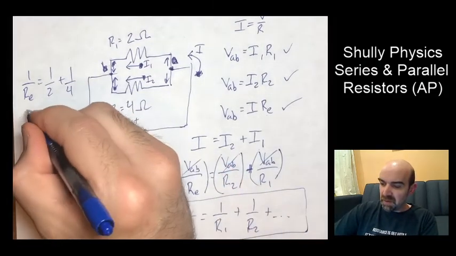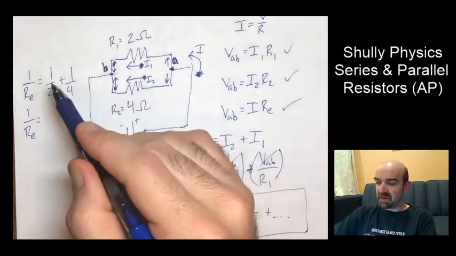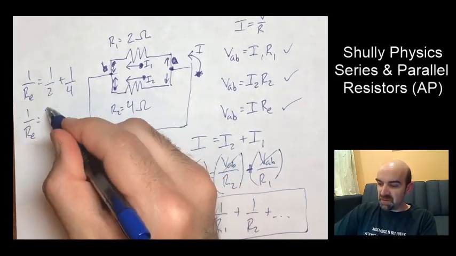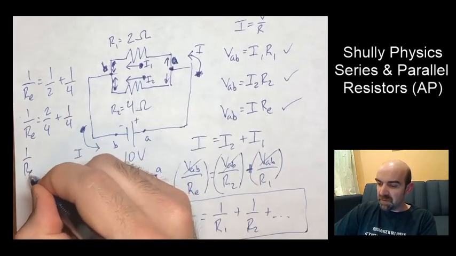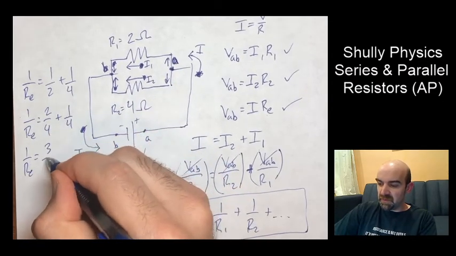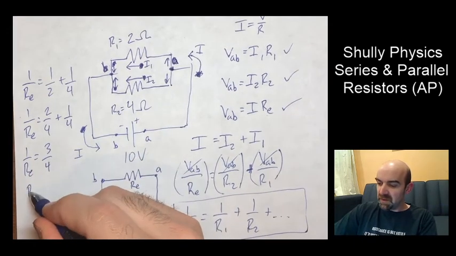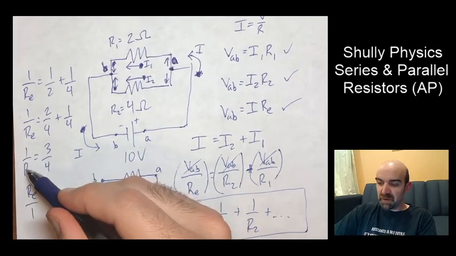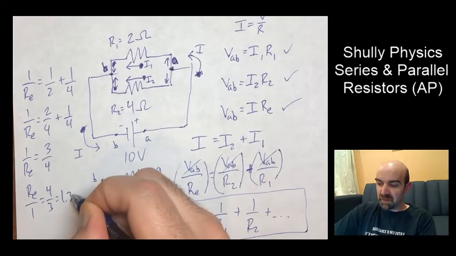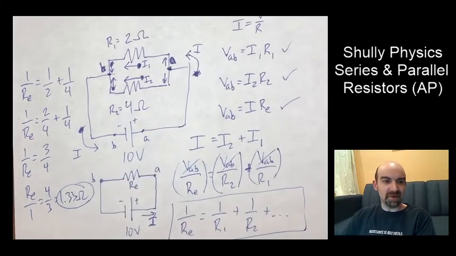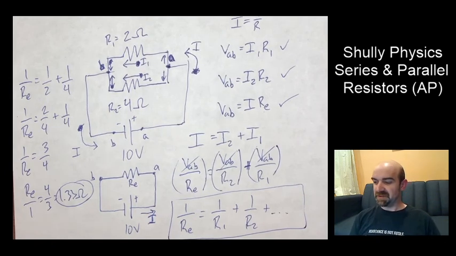All right. So to sum these, of course, that's not 1/6. We've got to find a common denominator. So 1/2 is the same as 2/4, plus 1/4. And then 2/4 plus 1/4 is 3/4. Now we want to find the equivalent resistance from that, solve for RE. I like flipping them. 1 over RE is to 3 over 4 as RE over 1 is to 4 over 3. So it's 1 1/3 ohms. All right. So 2 and 4 in parallel gives 1.33 ohms.